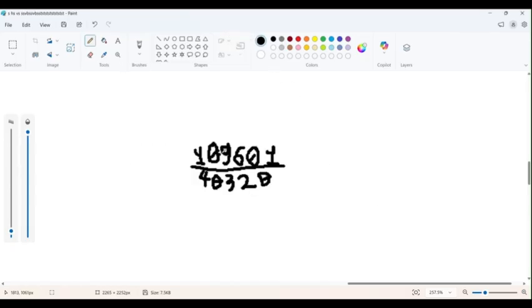The result is 109,601 divided by 43,020. And of course, this has to be raised to 2 times 8. You know what, I should have done this in Python.